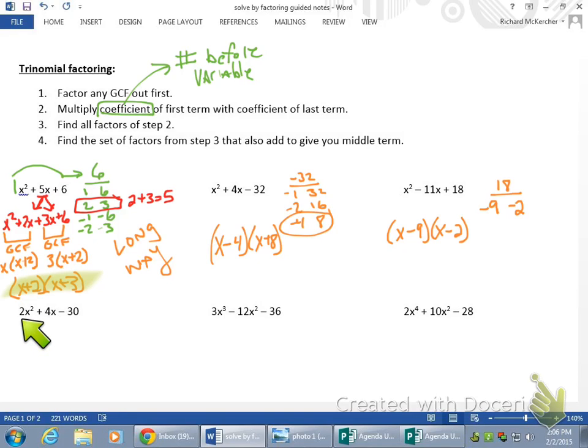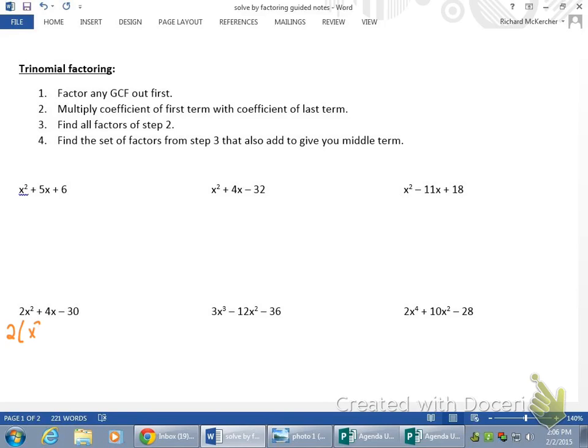Now this one down here looks a little more complicated, but it's not. When I do my first step and I factor out any GCF, look what ends up happening. I end up with a 1x squared right here, which means this is actually an easy problem. So I'm looking for the negative 15. These two will add up to give me 2. And I'm good.